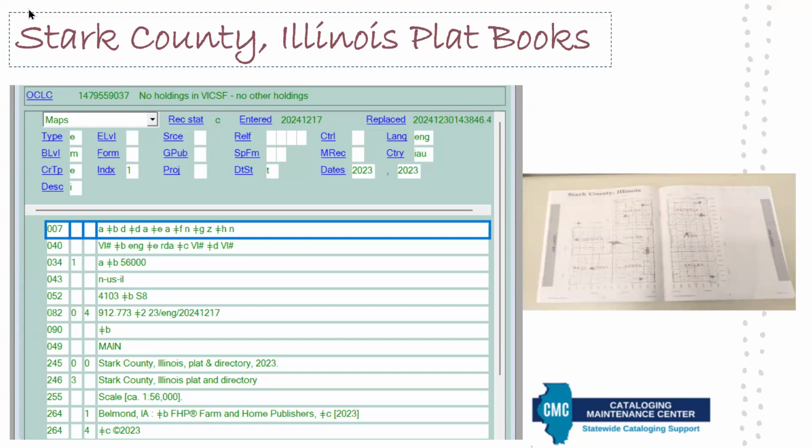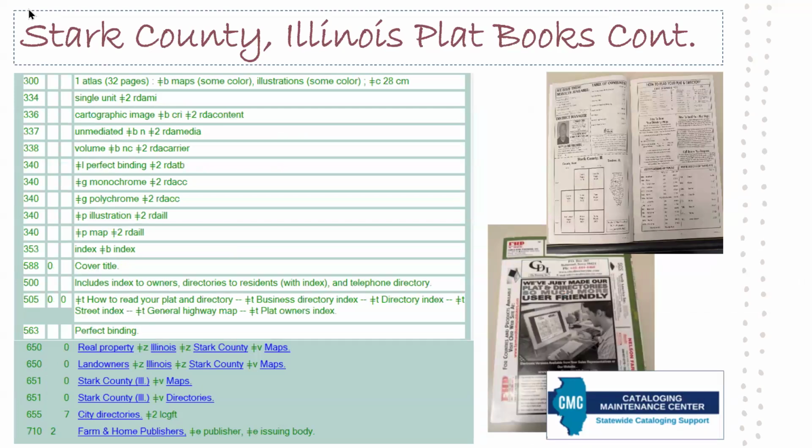Our 034 is simply the denominator of the ratio in the 255. Because the maps are all of Illinois locales, a 043 of N-US-IL has been added. The 255 gives the fuller form of the information in the 034. The 300 notes the item is an atlas with maps and illustrations. Note the 336 of cartographic image. We have 3 4 zeros to cover the binding information, the color content, and the illustrative content respectively.